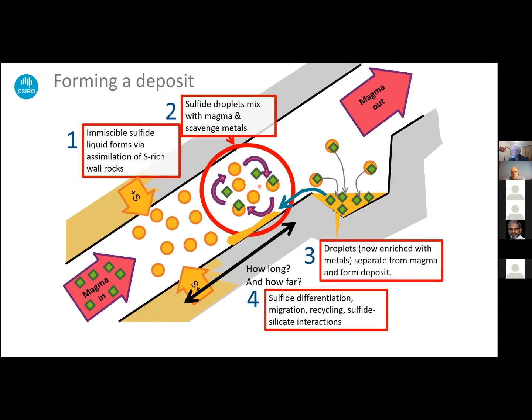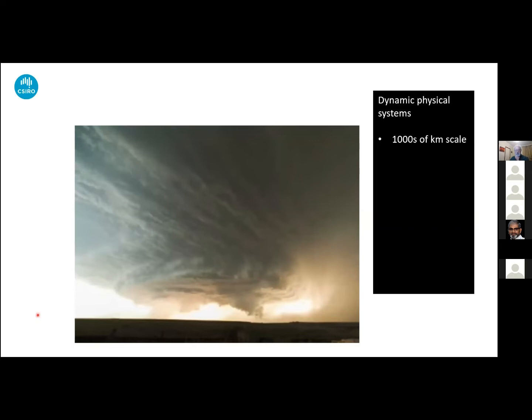So from an explorationist point of view, the really important question is what that distance is. How far can we be from the site of assimilation of country rocks to the site of deposition? Do you have to have a proximal sulfide source or don't you? And from a physical point of view, the point of view of developing exploration models, how long does that process take? Or another way of asking that question, what length and time scales do these various component processes operate at?